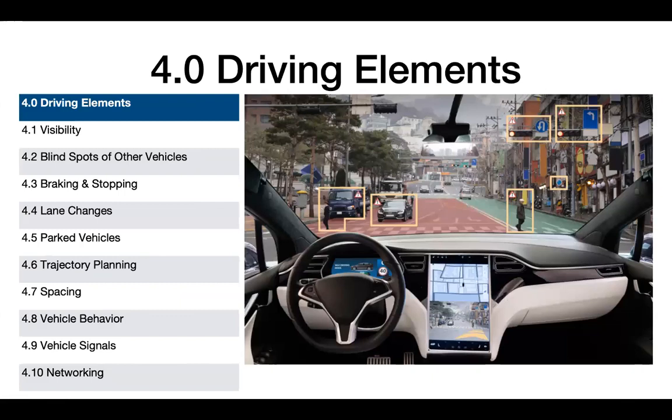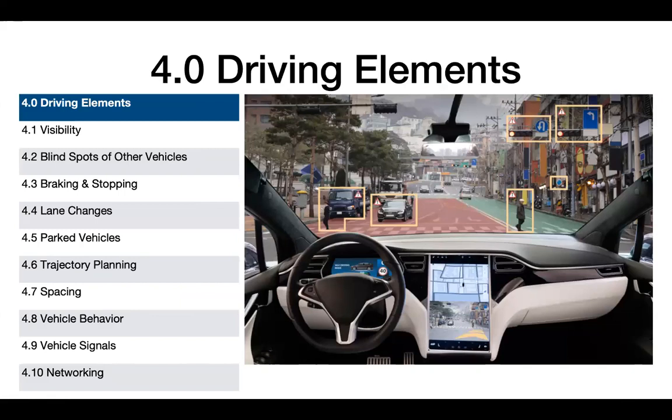So now we are on to chapter 4 here, driving elements. So now we have the ability to detect traffic signals and emergency vehicles and so on. Now we have to start driving on this road with other cars. What kinds of categories of problems do we have to deal with now?